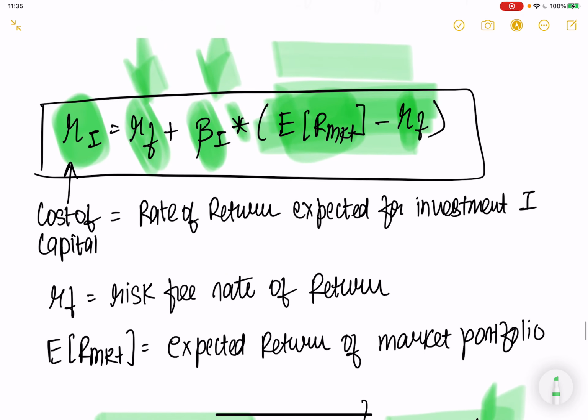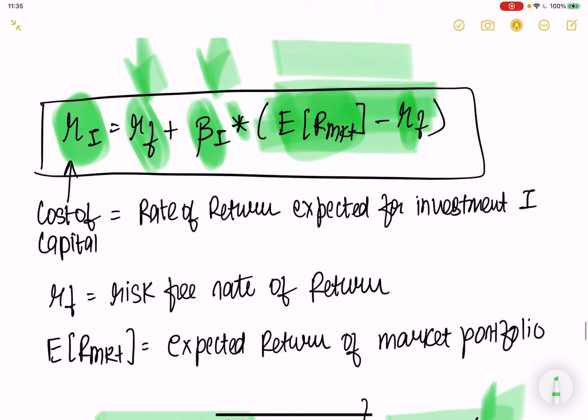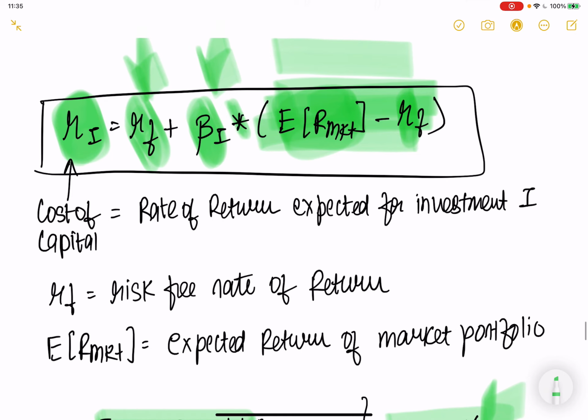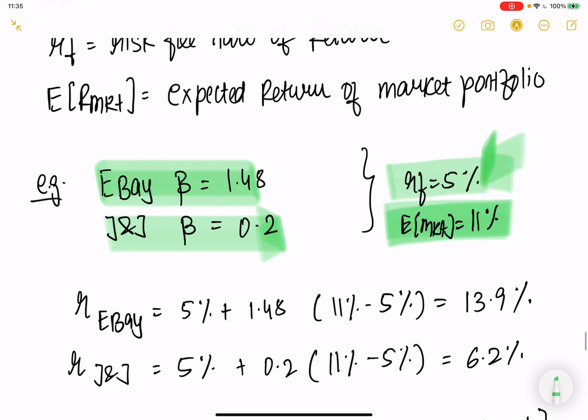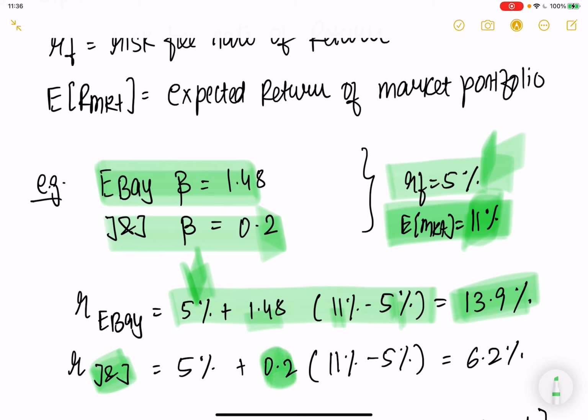So using this formula, RI equals RF plus beta multiplied by expected return on market minus RF, we can get that very easily. So this is the risk-free rate, 1.4 is beta, 11 minus 5 is the market rate minus the risk-free rate. It tells you that eBay has a cost of capital of 13.9%. Similarly, with a beta of 0.2, Johnson & Johnson, with a risk-free rate of 5% as well, has a cost of capital of 6.2%.